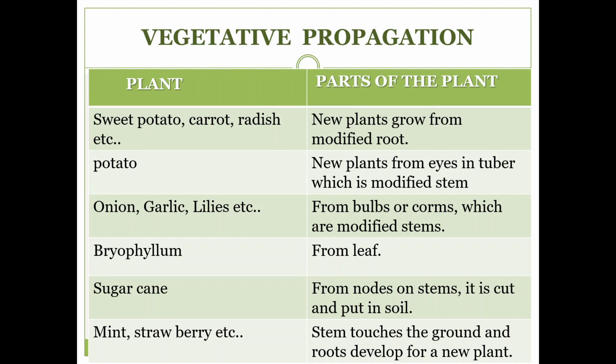Bryophyllum, as we know, from the leaf. Sugarcane from nodes on stems. The stem is cut into pieces and those pieces are put into the soil, which develop into a new plant. Mint and strawberry: the stem touches the ground and roots develop for a new plant. Just now we have seen that, the runners.